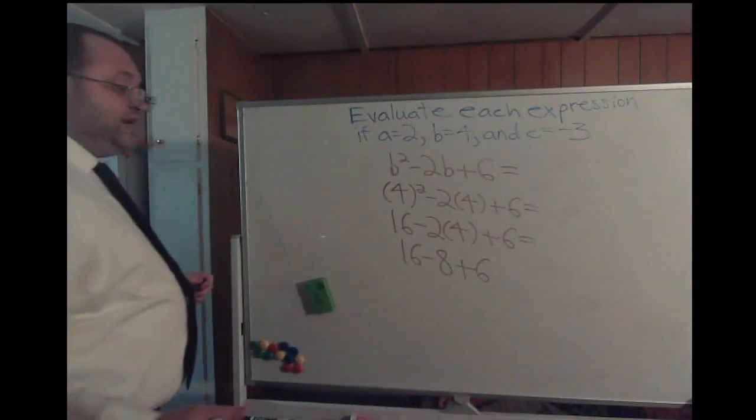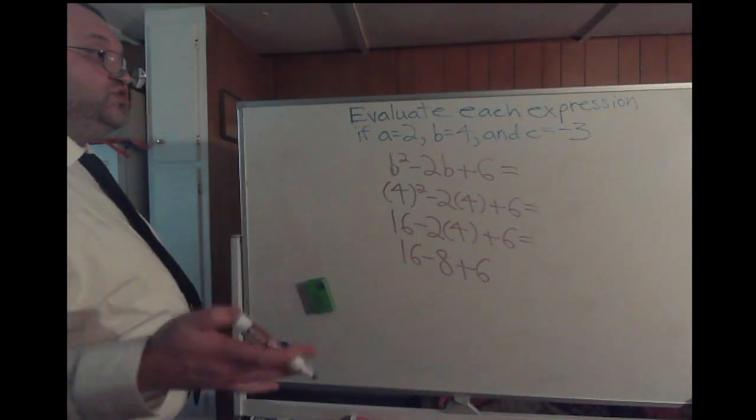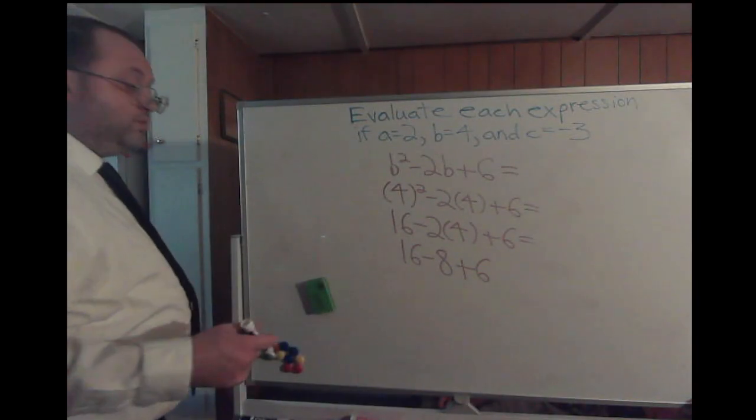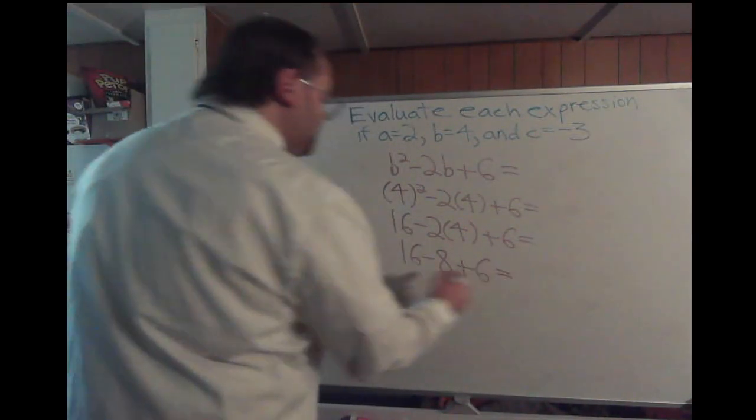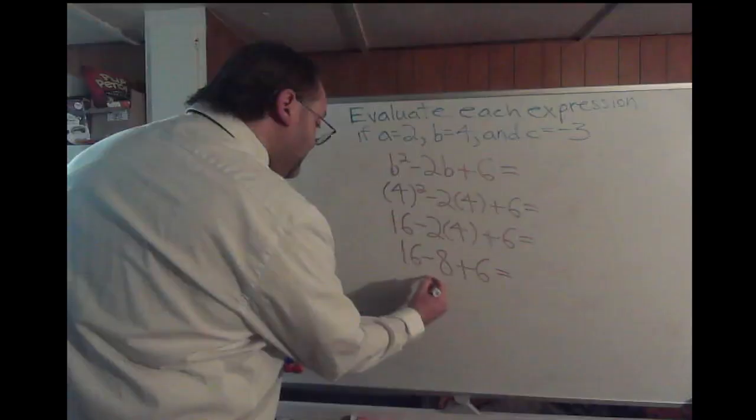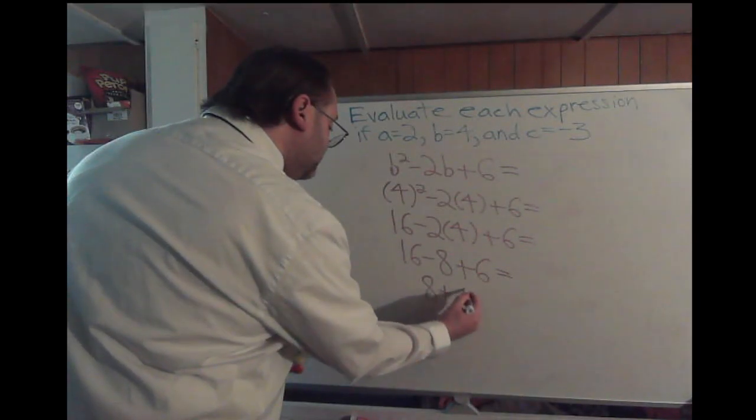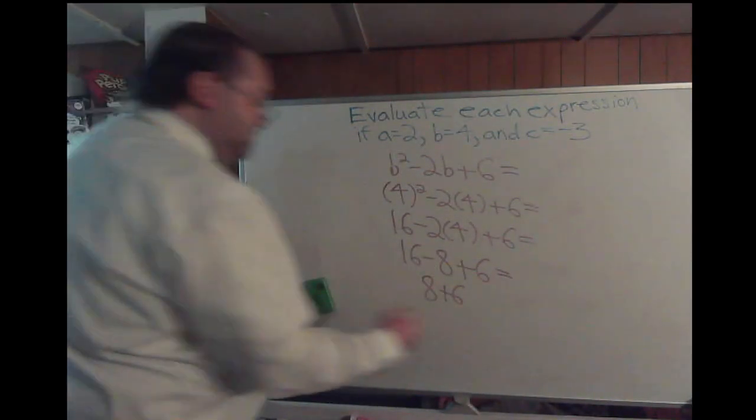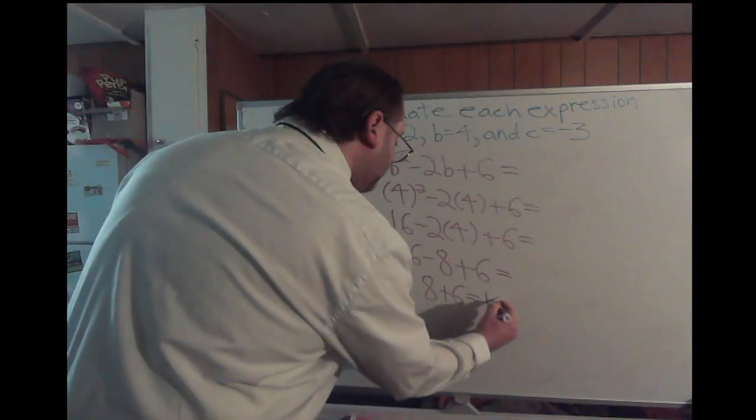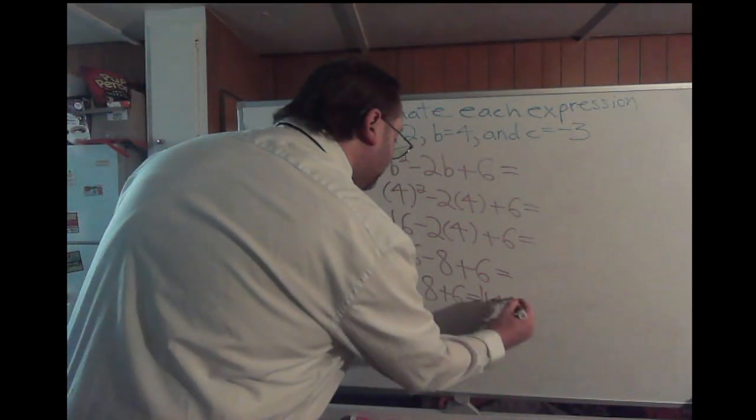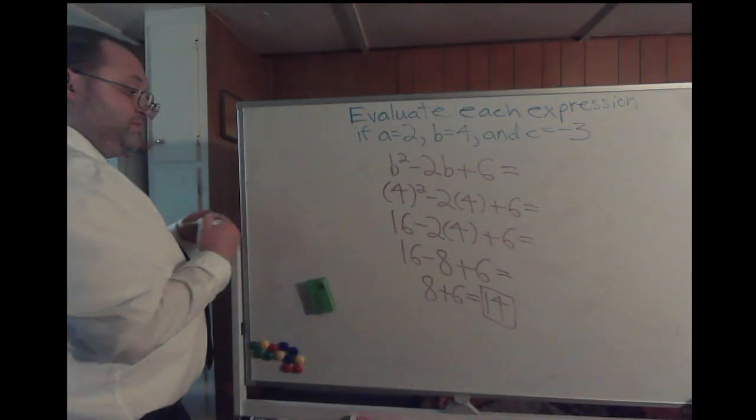Now you're reduced down to a simple subtraction addition problem, which have the same priority. You can work from left to right. So 16 minus 8, that is 8 plus 6. Now 8 plus 6, that equals 14. So the answer you would get for this one is 14.